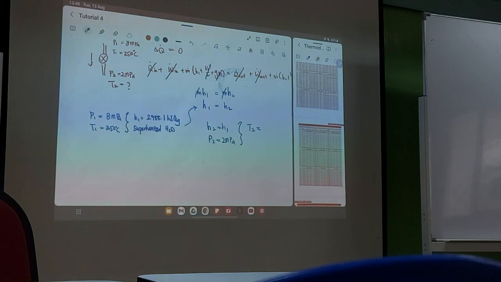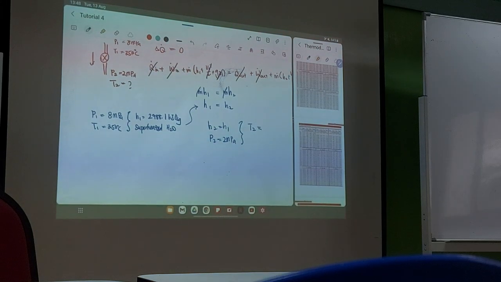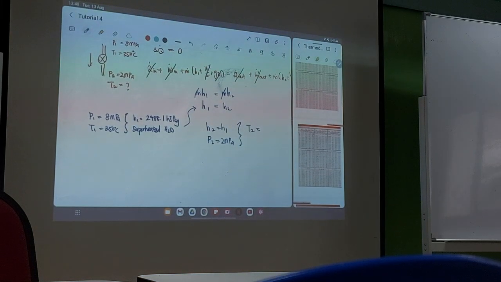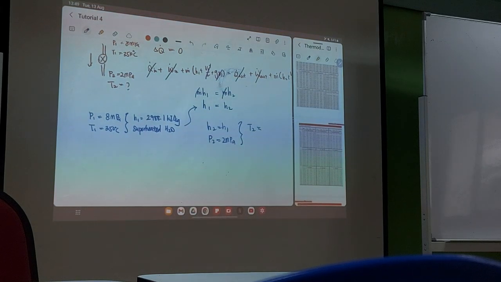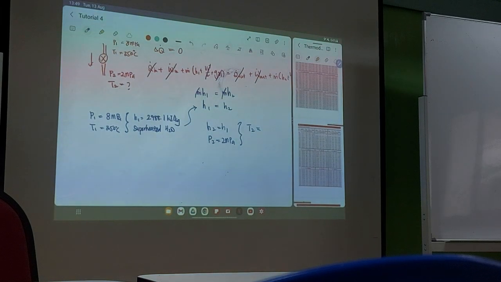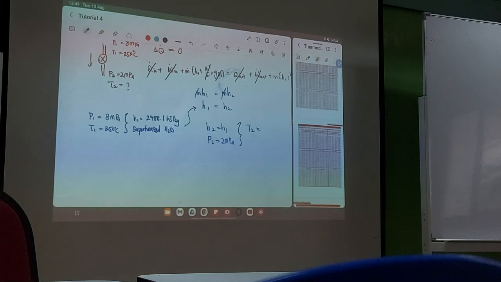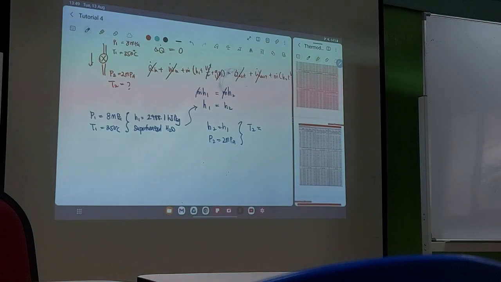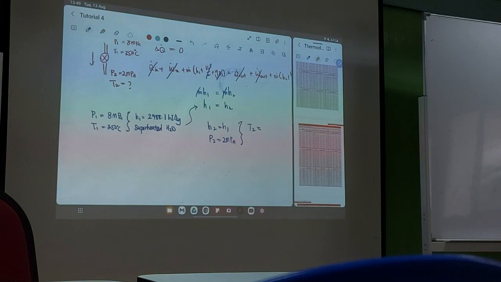So the enthalpy is the same, but because they are at different states, they won't have the same temperature or pressure. Even though enthalpy is still the same, energy remains unchanged, but other things have changed. So from here, you do the same thing, but reverse. This time you check for 2 megapascal, but you look for H equals 2988.1.